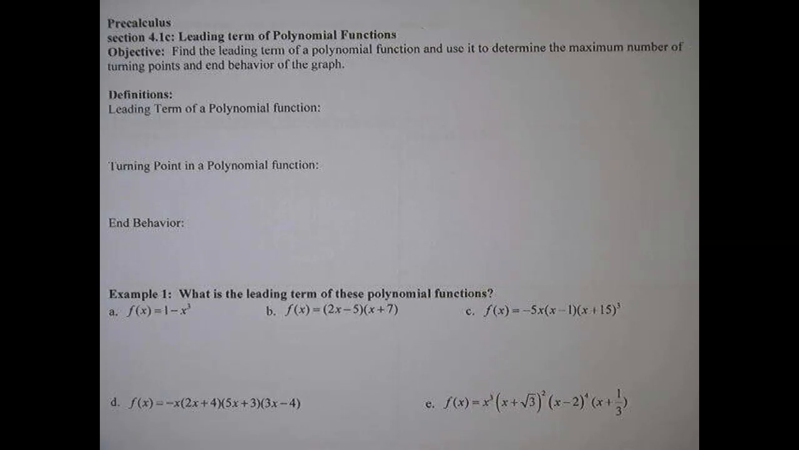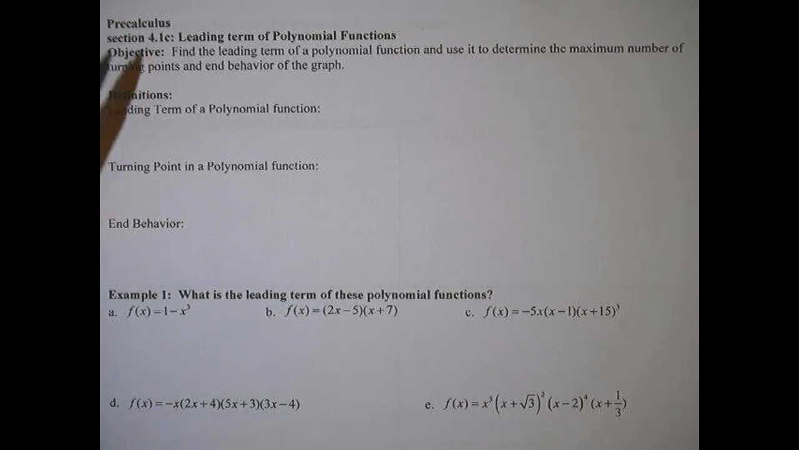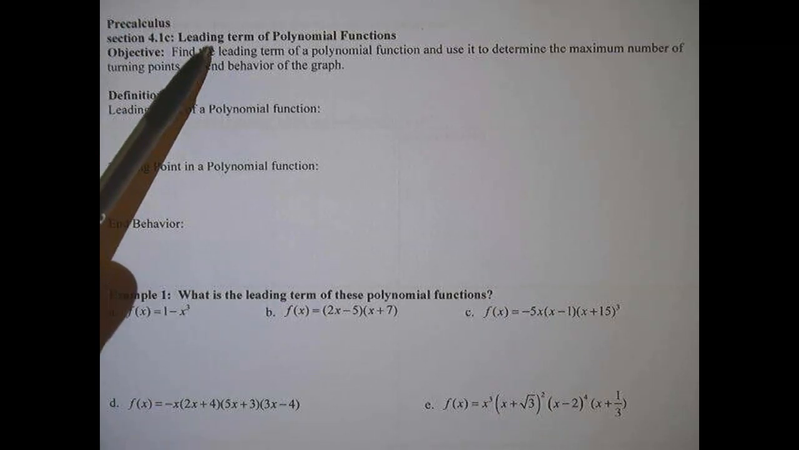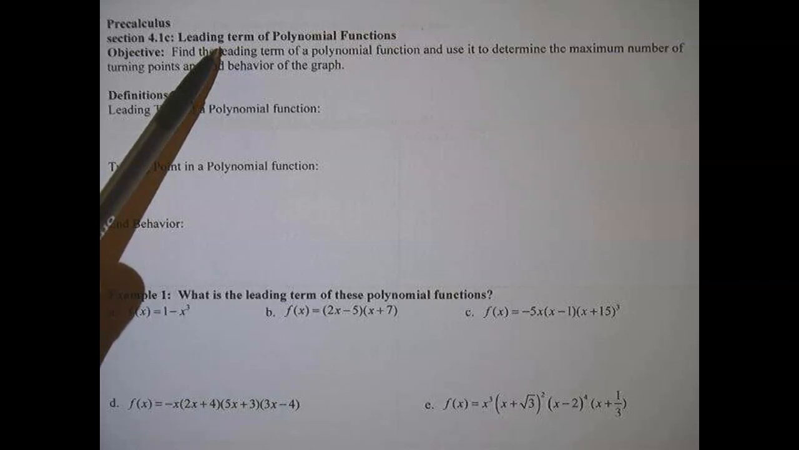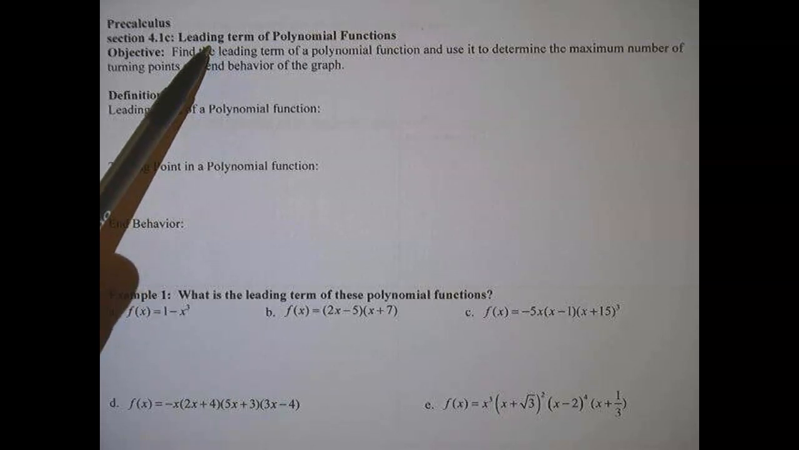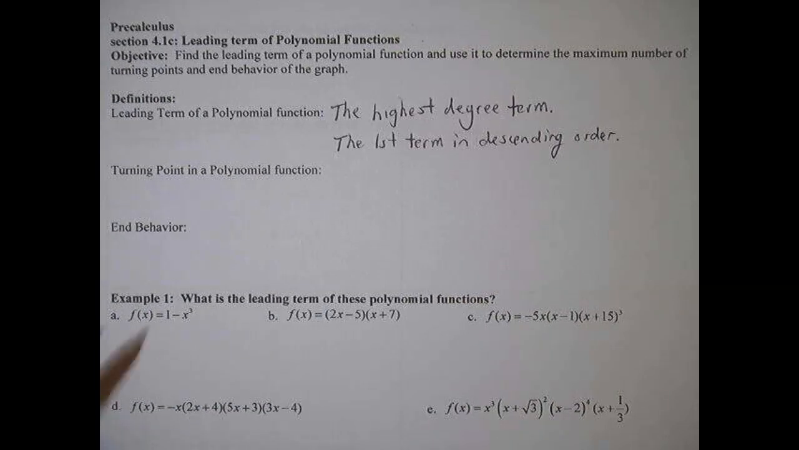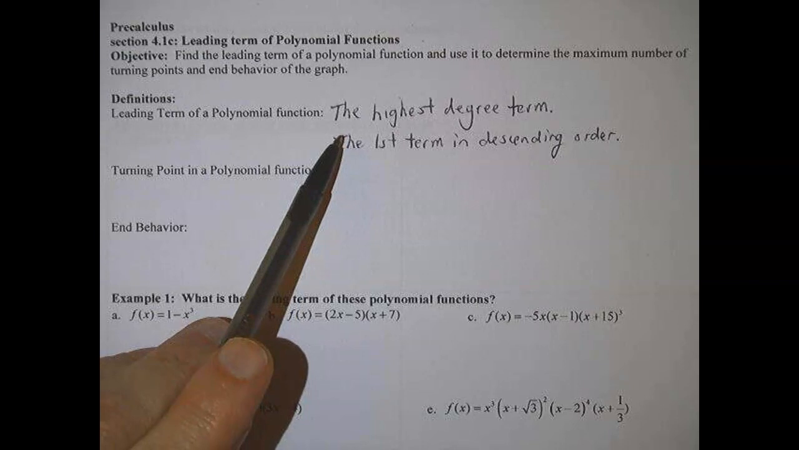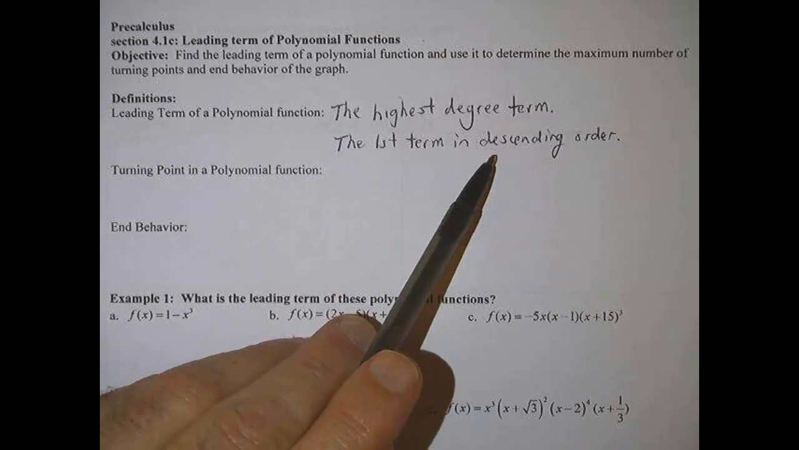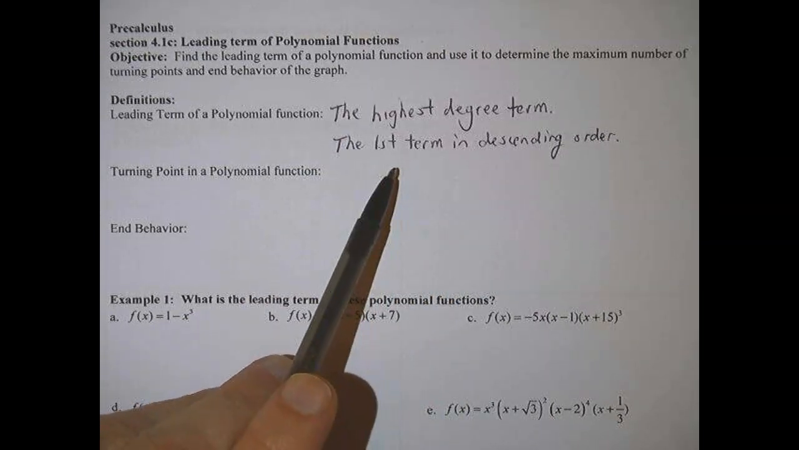Hello and welcome to a video on polynomial functions. This is an introductory video that focuses on one of the most important terms in the polynomial function, which is the leading term. So first of all, what is the leading term? Well, the leading term is the highest degree term of the polynomial. This assumes that the polynomial is already in polynomial form as opposed to being in factored form. Since we like to put our polynomials in descending order with the highest degree term first, that would make it the first term.